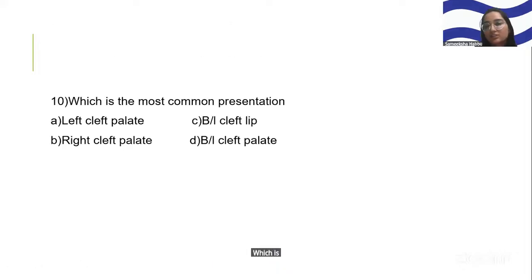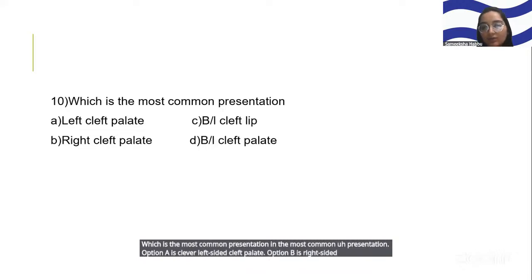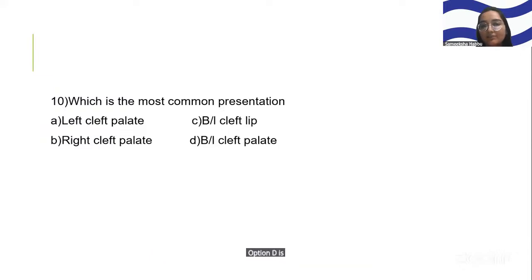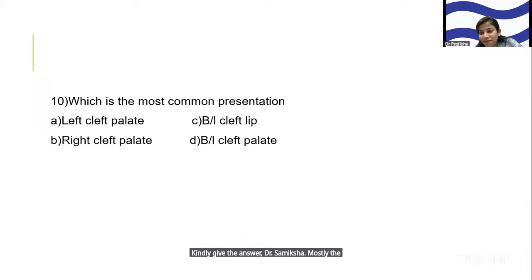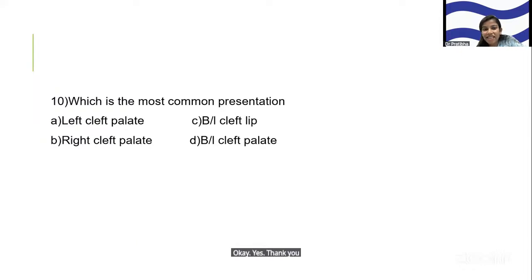What is the most common presentation? Option A is left-sided cleft palate. Option B is right-sided cleft palate. Option C is bilateral cleft lip. Option D is bilateral cleft palate. We are getting responses mainly A. Everyone is going with A only. Dr. Samiksha, kindly give the answer. Yes, ma'am, the answer is A. Left-sided cleft palate is more common among all the presentations which we get. Thank you. So I think the MCQs are over.